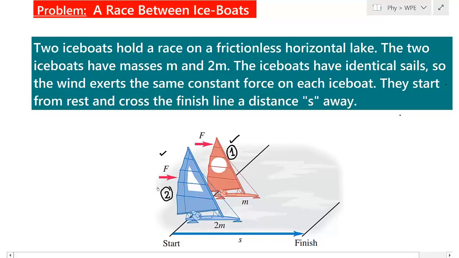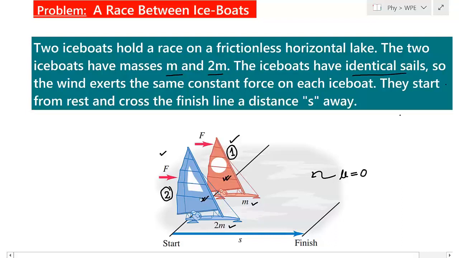The ice boats are basically skating on a frictionless horizontal lake. So this lake is frictionless, that is mu is equal to 0, and it is also given that it is horizontal. The two ice boats have mass m and 2m. So ice boat 1 has a mass of m and ice boat 2 has a mass of 2m. The ice boats have identical sails. So this sail and this sail are identical.